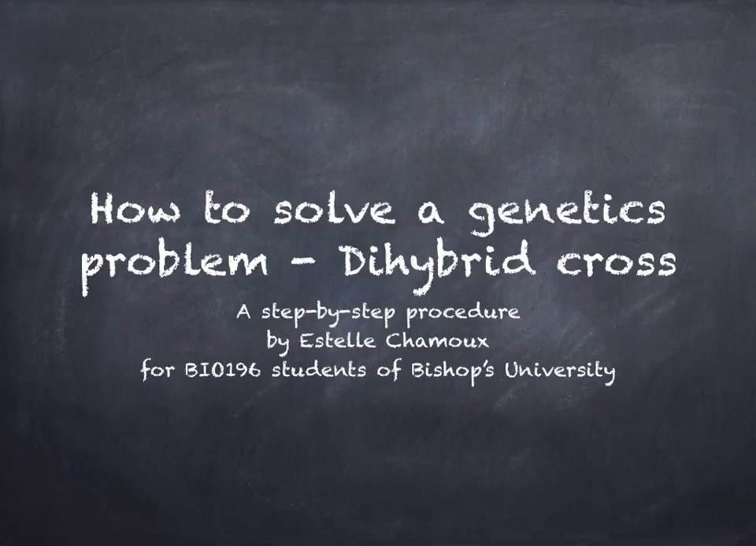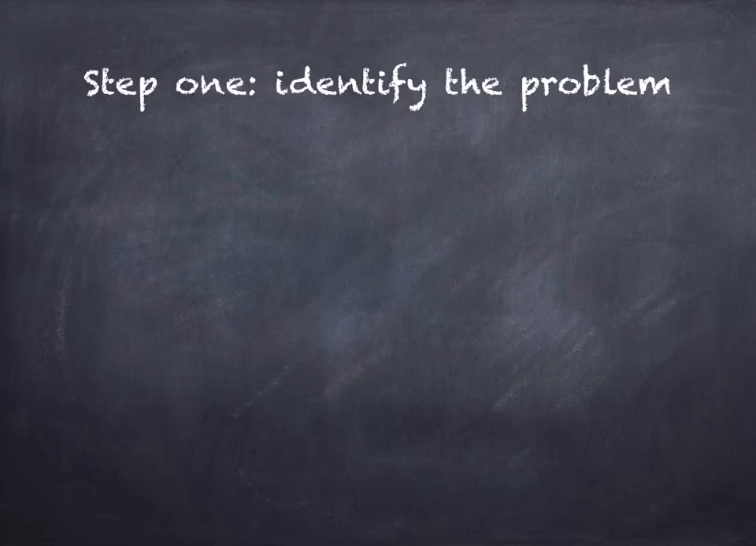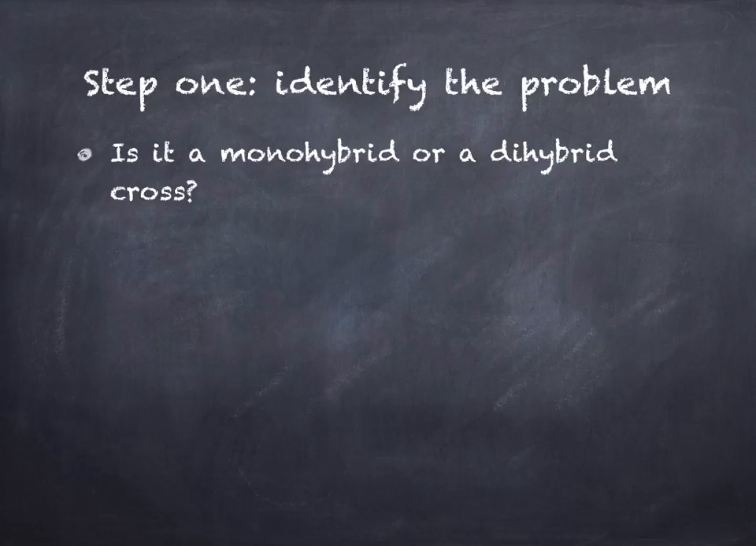Here is a step-by-step procedure to resolve a dihybrid cross problem. In fact, it is problem number 5 in the practice of Bio 196, students of Bishop's University. So the first step is to, of course, identify the problem and make sure that you really have a dihybrid cross in front of you.